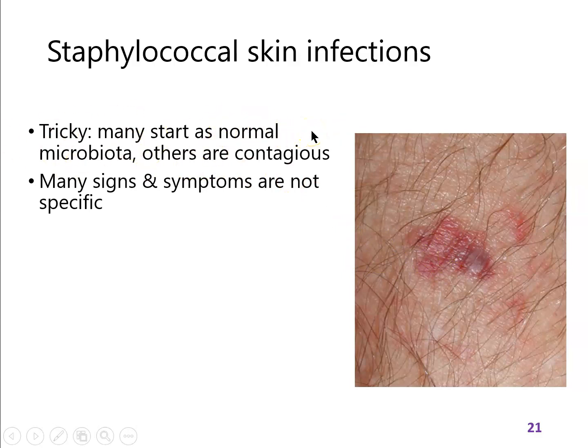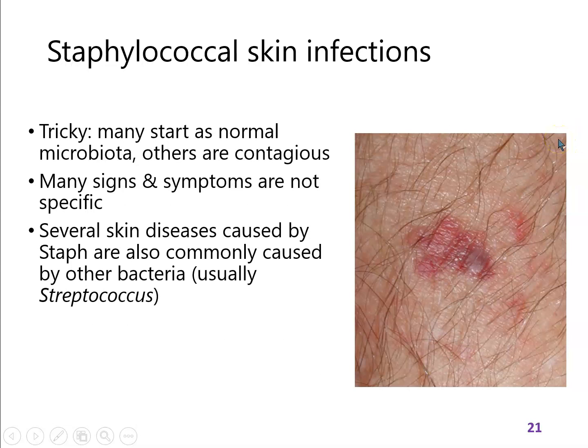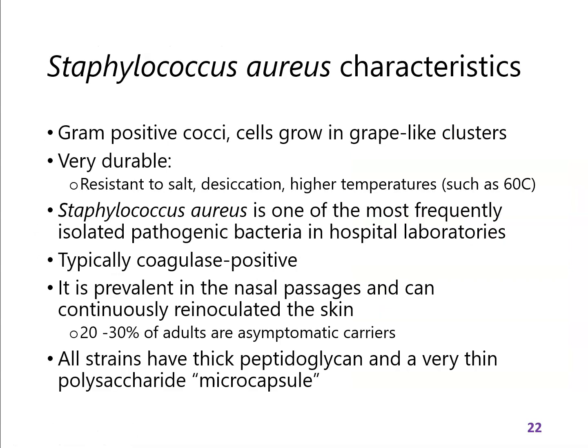So when we think about staphylococcal skin infections, it can be complicated because we do wonder, do they come from the normal microbiota or not? And they'll have general, hard to distinguish signs and symptoms. So some things to think about are, what is Staphylococcus aureus like? Some of these I've mentioned. The durability is very important.